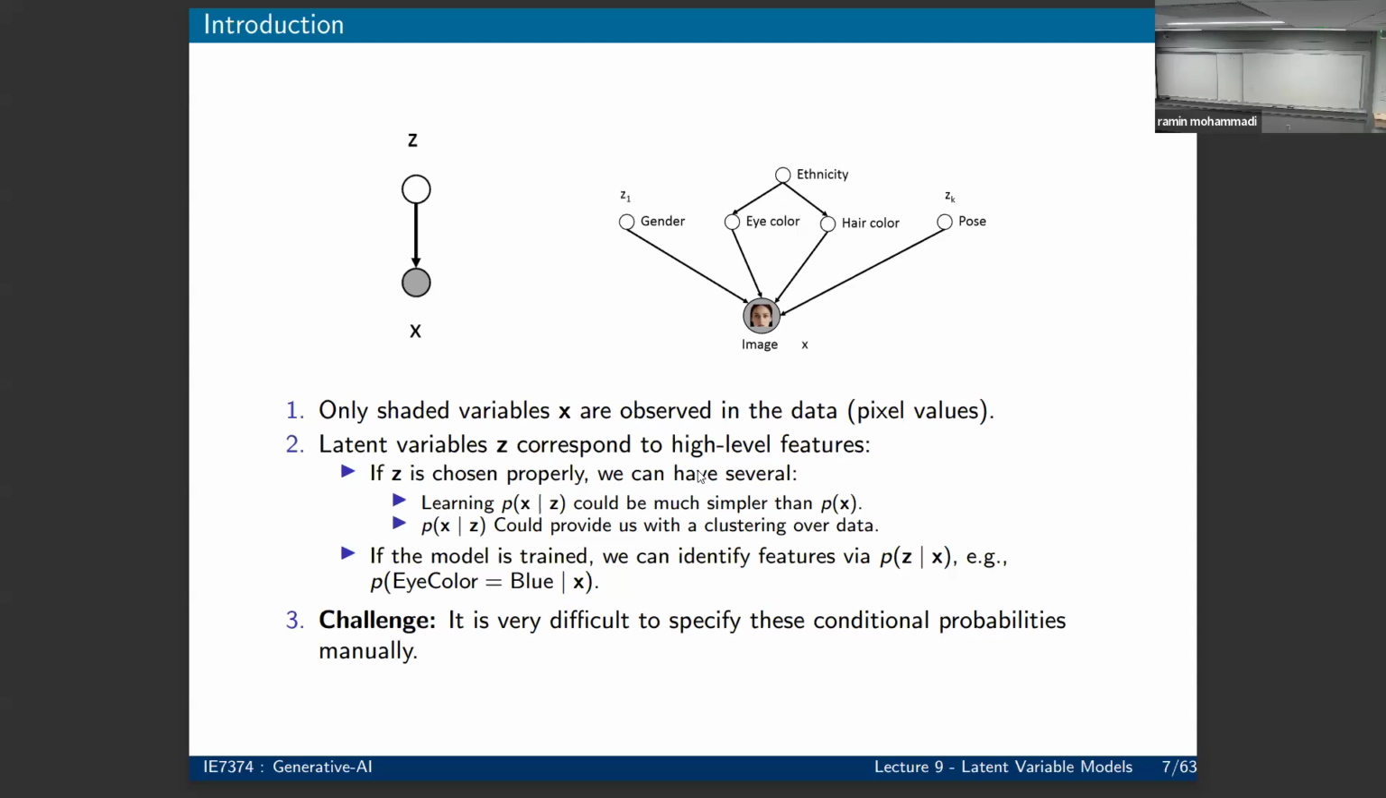a latent variable gender, there is ethnicity. Ethnicity then connects to eye color, hair color, pose, and so on. Similar to a Bayesian network, basically. You have the nodes and you have parents, and this relationship exists.